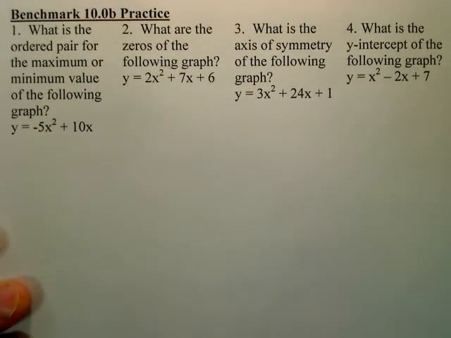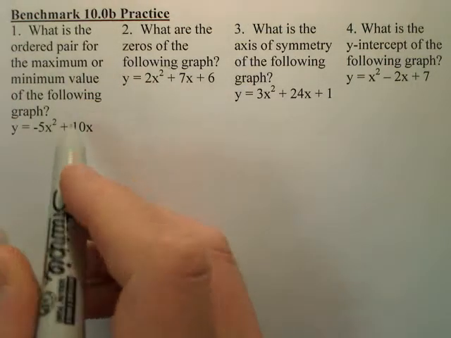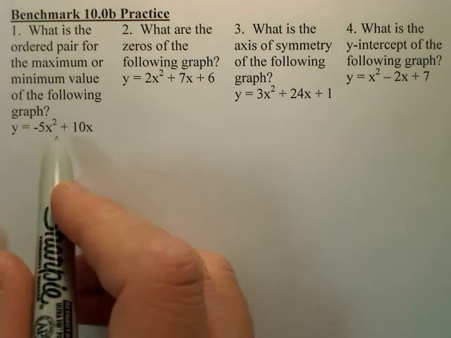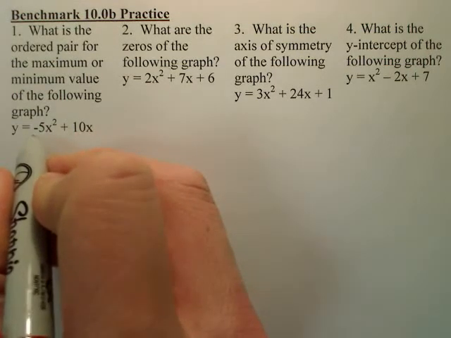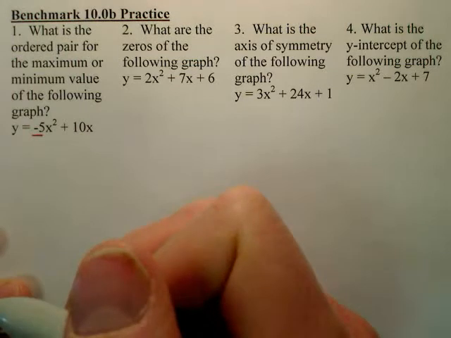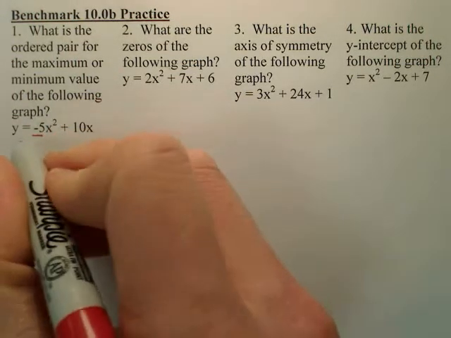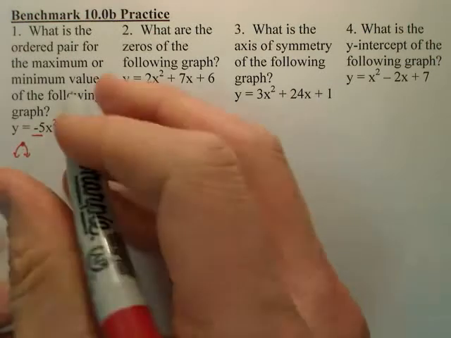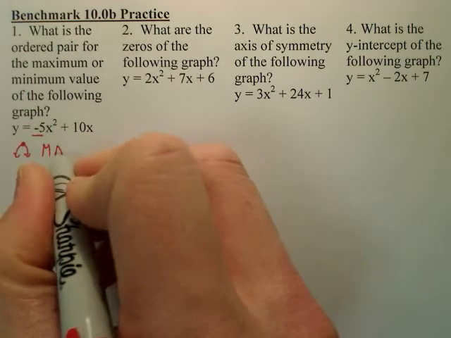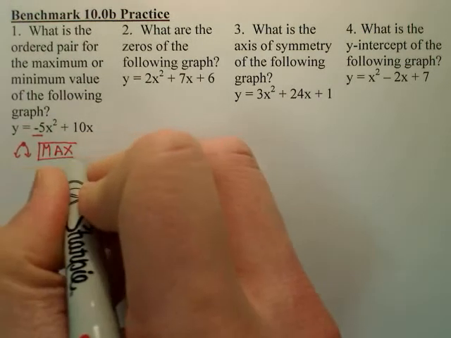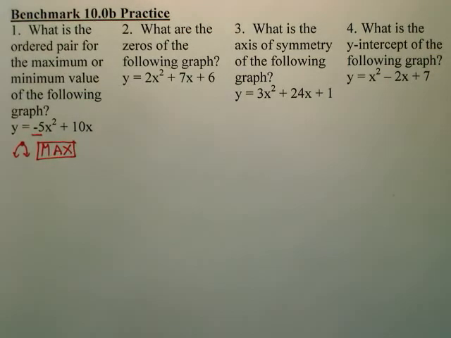If I want to find the ordered pair for the max or min, first of all I have to find out if it is a max or min. So the first thing to find out which one it is, look at the a value. Since it's negative, you know it's sad. And if it's sad, you know that vertex is a max. So right off we know it's a max and not a min. If it was happy, it'd be a minimum.